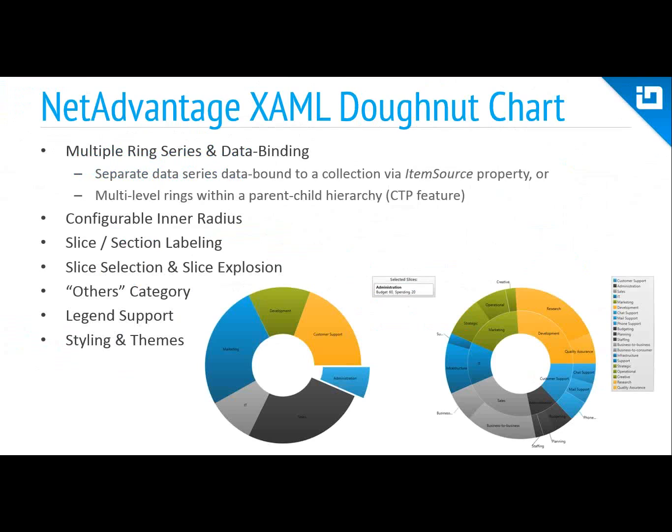Where the donut chart really shines, though, is when you have multiple series of data to show, like the image on the right here. When you have multiple series, you have two types of scenarios that are enabled by this. First of all, it could be just separate data series that are not necessarily related, so you simply bind each series to a collection via the item source property. Or, in the case of the real donut charts that are sought after most often, what we call multi-level rings, it actually shows a hierarchy. So for example, here on the right, you see the marketing department has strategic and operational. These are the sub-layers.